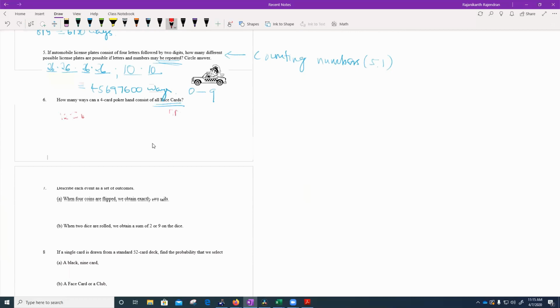Order doesn't matter, right? So order is not important here. 495. Yes. I believe in you. 495. There are 12 face cards.